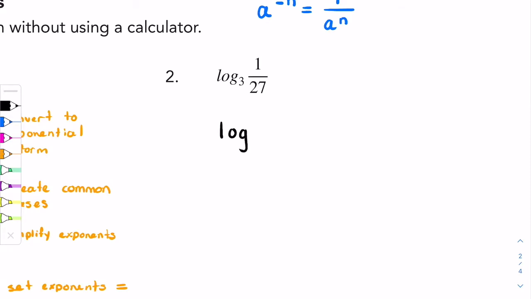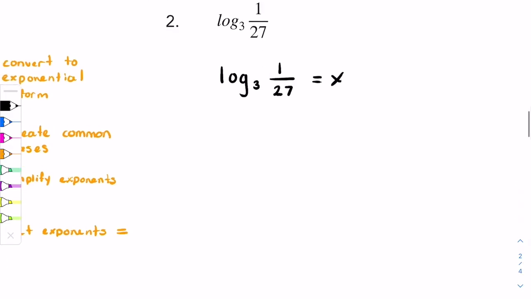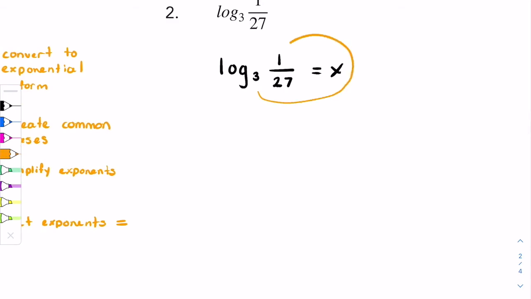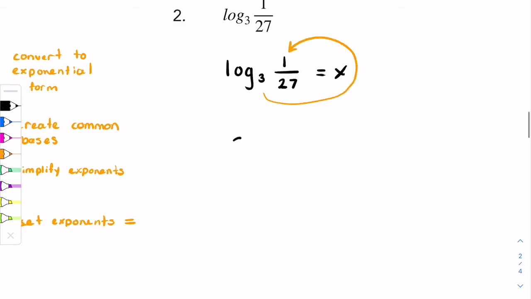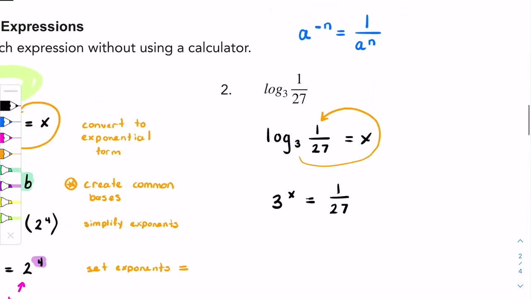I'm going to take log base 3 of 1 over 27, and I'm going to set this equal to x. Following the same steps as before, I need to convert this to exponential form, leading me to 3 to the power of x is equal to 1 over 27. Well, if we work backwards from the negative exponent rule, if 27 has a positive value of 1 in the denominator, we could rewrite it in the numerator with a negative value of 1.